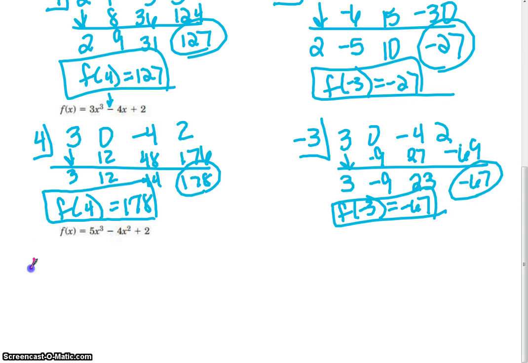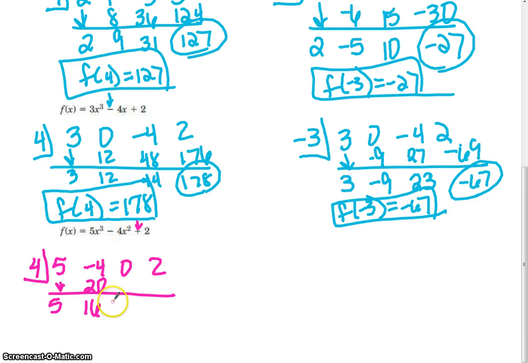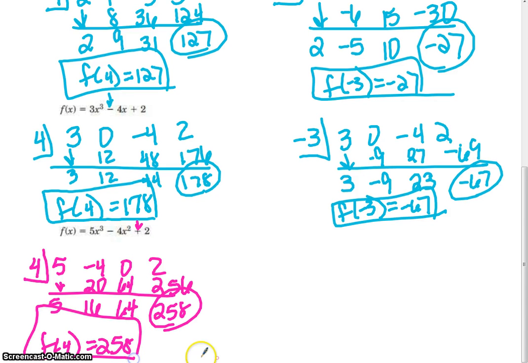Last one, you're going to do 4. There is a skip right here. So you're going to go 5, negative 4, 0, and 2. Bring down your 5. 4 times 5 is 20. Negative 4 and 20 is 16. 4 times 16 is 64. 0 and 64 is 64. 4 times 64 is 256. 2 and 256 is 258. So f of 4 equals 258. It's part of your answer.